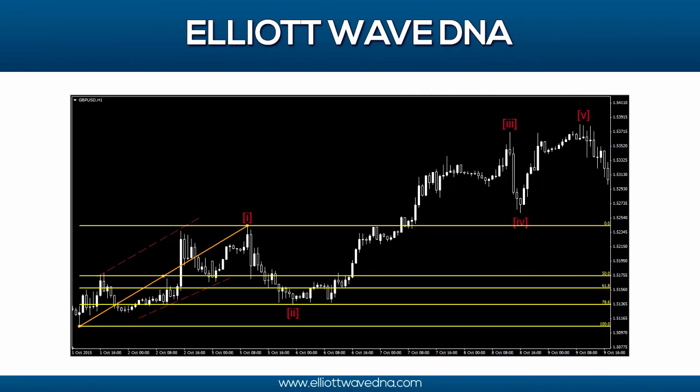Here is the chart where we can see how we draw a Fibonacci retracement for the wave 2. We draw from the starting point of the wave 1 through the ending point of the wave 1. And in this case, wave 2 ended at the 78.6% of the wave 1.